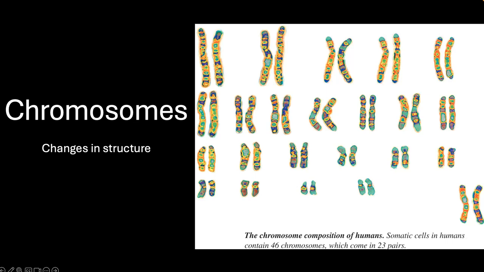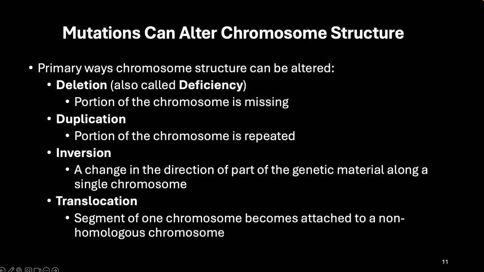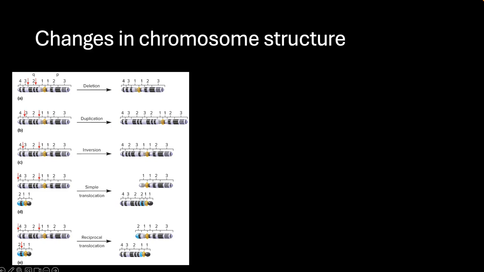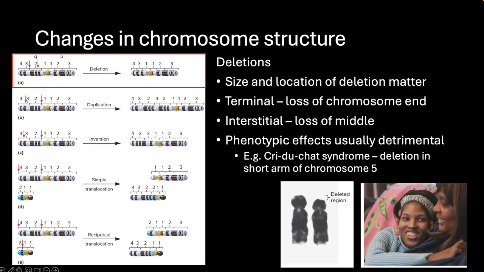This video will be part one of changes in chromosome structure. Chromosomes can be altered in several ways. We bin these alterations into the four broad categories you see here: deletion, duplication, inversion, and translocation. Each of these has the potential to have phenotypic consequences, but some are more likely than others to affect the phenotype of an organism. Shown here are examples of specific changes in chromosome structure.